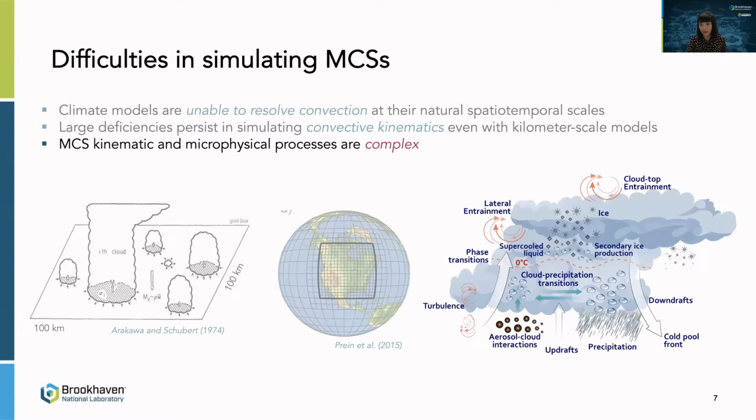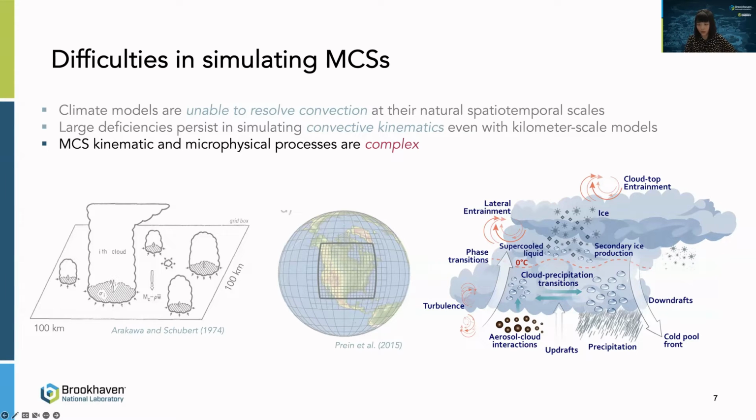This has to do with the fact that the MCS processes are very complex. As you can see here in this cartoon on the right, there are lots of things going on in an MCS. For example, you have updrafts that transport moisture, momentum, and heat from near surface level to the upper troposphere. And you have phase transitions between different types of particles in the clouds. And these clouds also interact with the surrounding environment through entrainment and mixing processes. You also have aerosol-convection interactions, precipitation, and cold pools. So it's a very complex system.